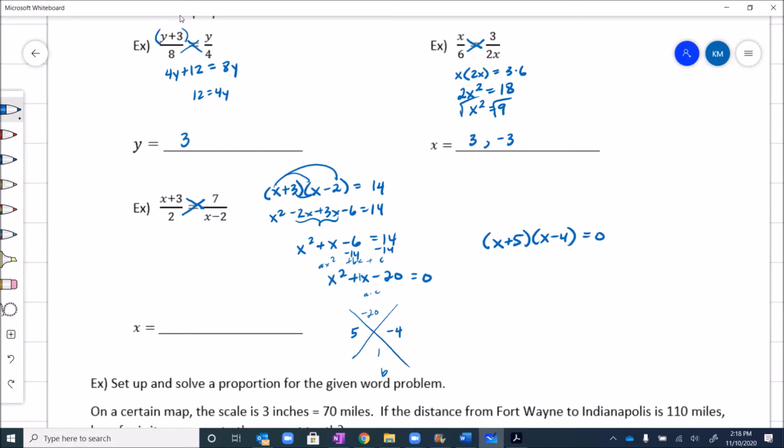From there, we use the zero product property. Remember, that means that if I multiply two numbers and the answer is 0, at least one of these two numbers has to be 0. So then I solve to see what values would make that true. Either x plus 5 is 0 or x minus 4 is 0. Subtracting 5 from both sides, we get x equals negative 5. Adding 4 to both sides, we get x is positive 4. So the two possibilities here are negative 5 and positive 4.